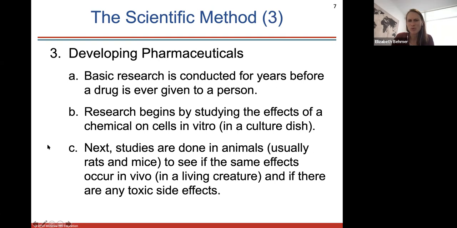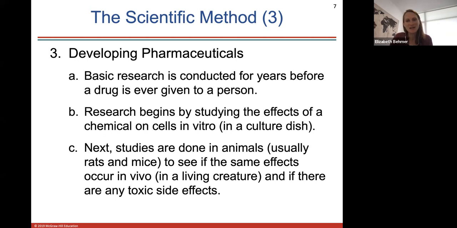So this is especially important in physiology when we talk about developing pharmaceuticals, or let's say a vaccine. Basic research is always conducted for years before a drug is ever given to a person. Research begins by looking at the effects of a chemical on cells in vitro, which means in a cultured dish. Next, studies are usually done in rats and mice. That's a common lab animal because they can reproduce quickly.